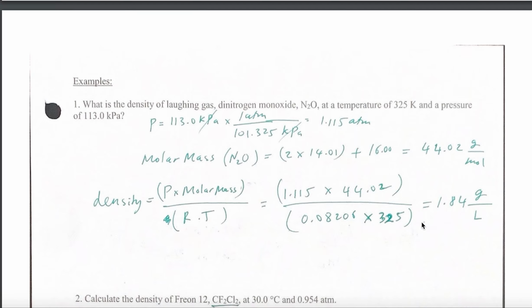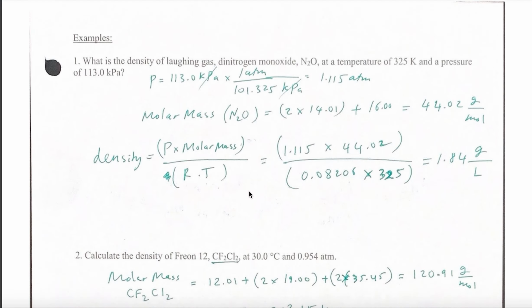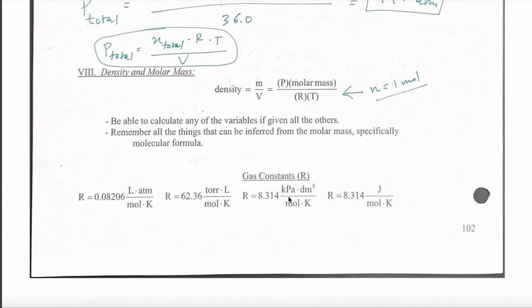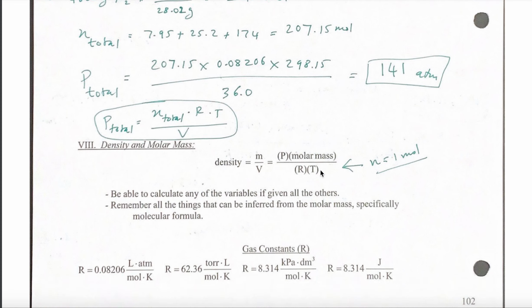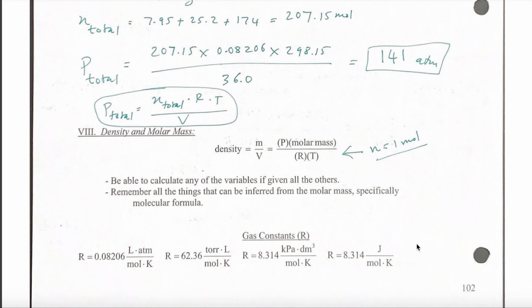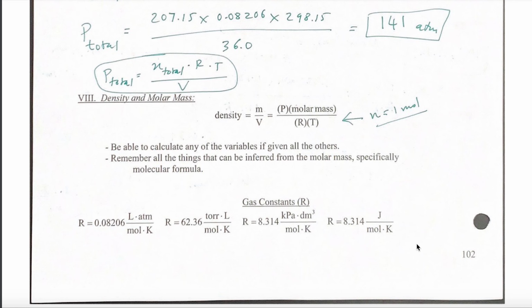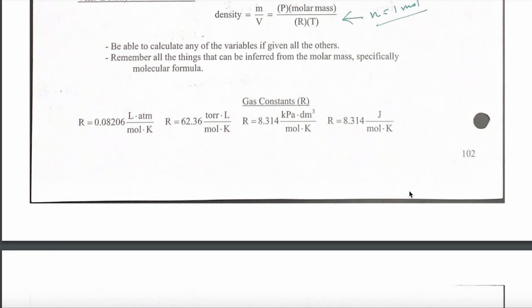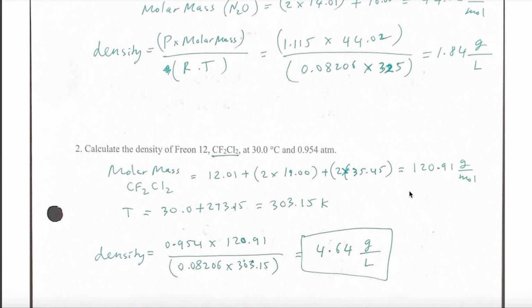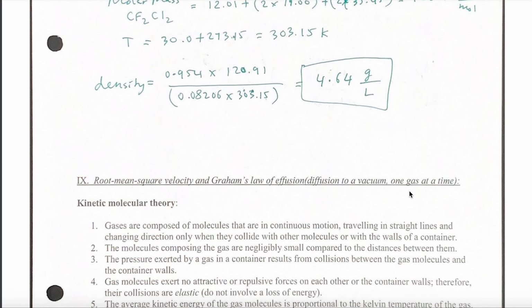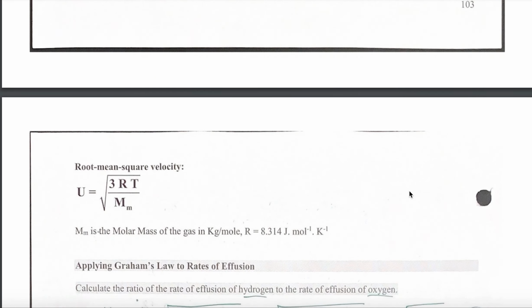And a couple more examples for density calculation. We got the formula for density here. It's all based on the ideal gas law. And assuming, in this case, we assume 1 mole. And a couple of examples, calculating the density.